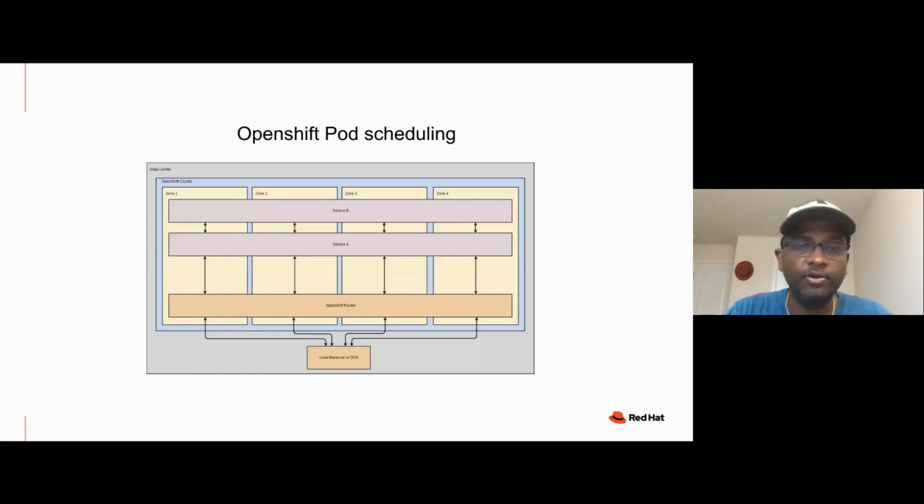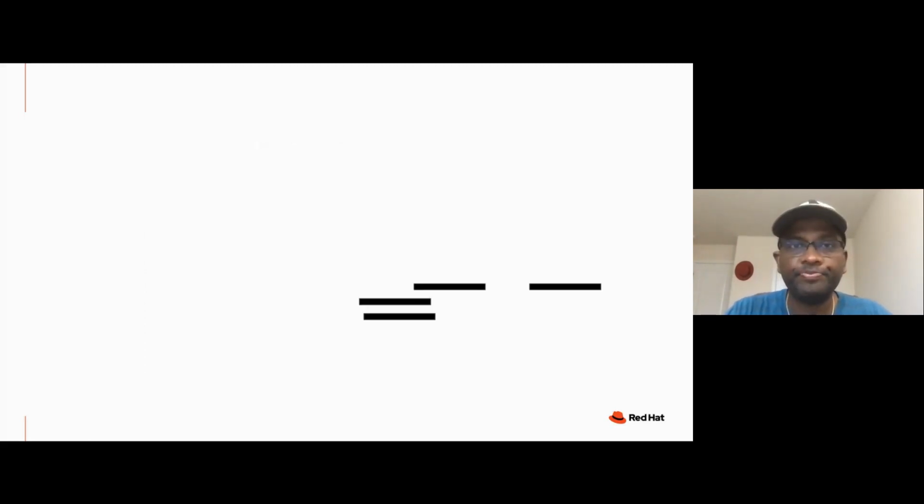And the load balancing is in such a way that when you hit the URL, it will first go to the load balancer, and the load balancer will send the traffic to the router, and then from the router to the service, and service to the other services, etc.